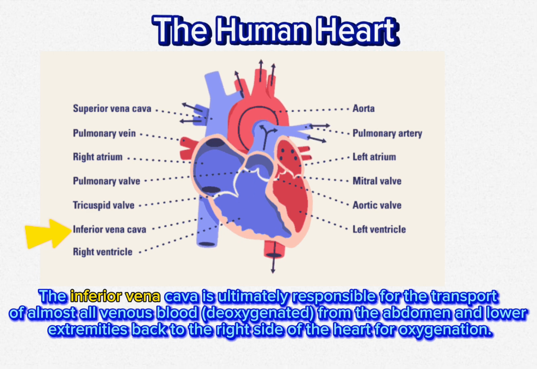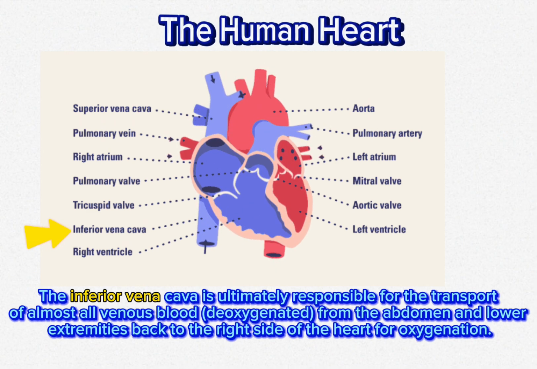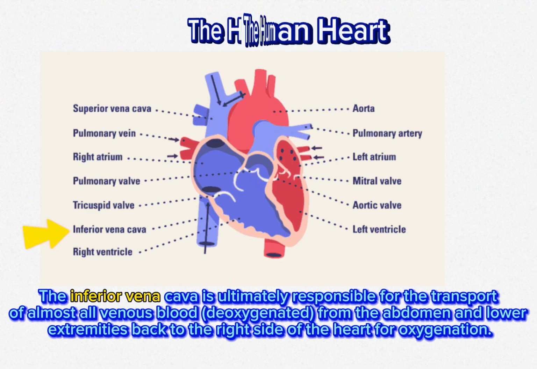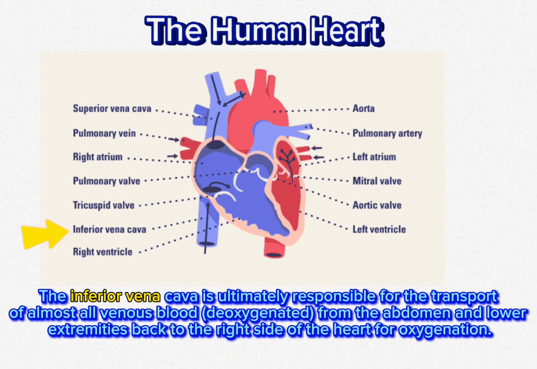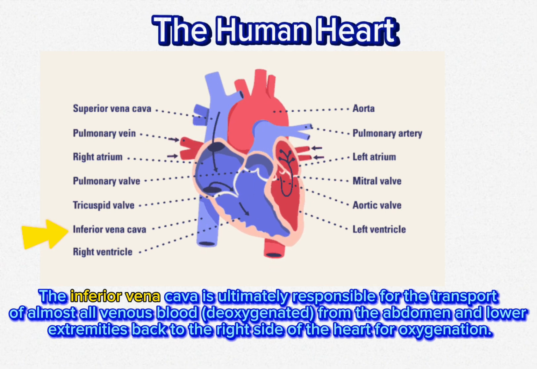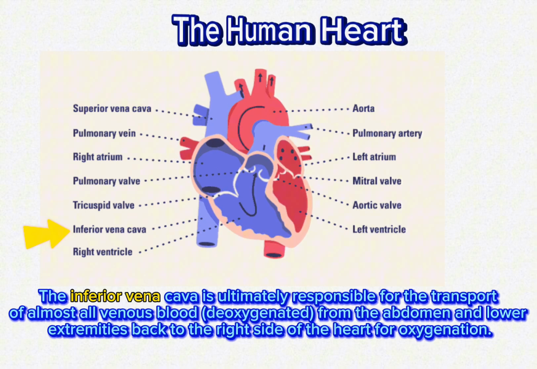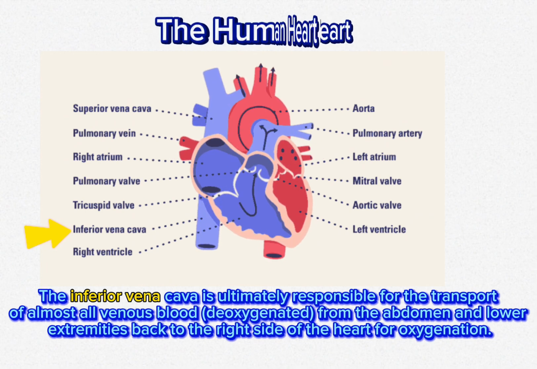The inferior vena cava is ultimately responsible for the transport of almost all deoxygenated venous blood from the abdomen and lower extremities back to the right side of the heart for oxygenation.